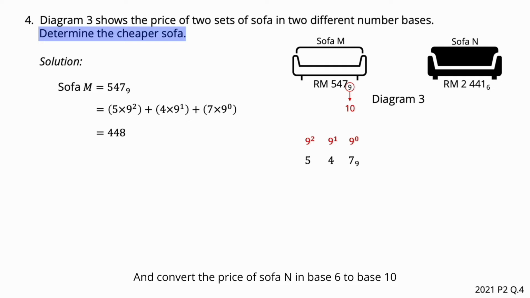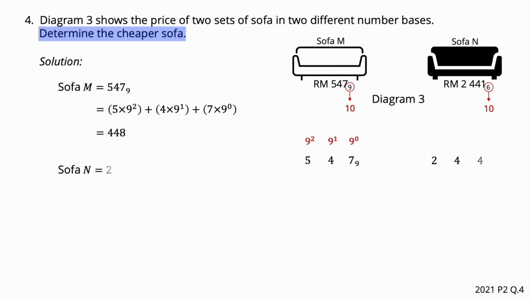And convert the price of sofa N in base 6 to base 10. 2441 in base 6. Start with the digit and place values: 6 to the power of 0, 6 to the power of 1, 6 to the power of 2, and 6 to the power of 3. Write it as 2 times 6 to the power of 3 plus 4 times 6 to the power of 2 plus 4 times 6 to the power of 1 plus 1 times 6 to the power of 0. The calculated result is 601.